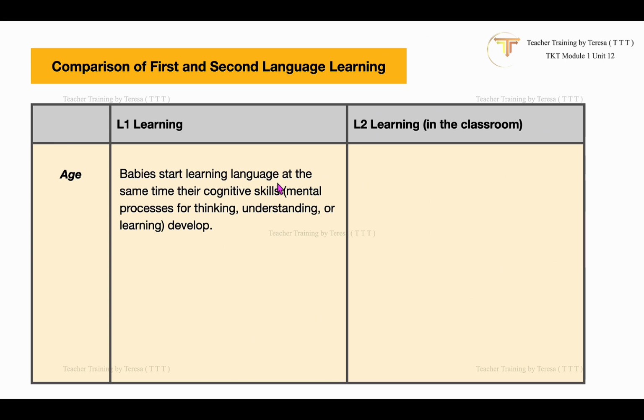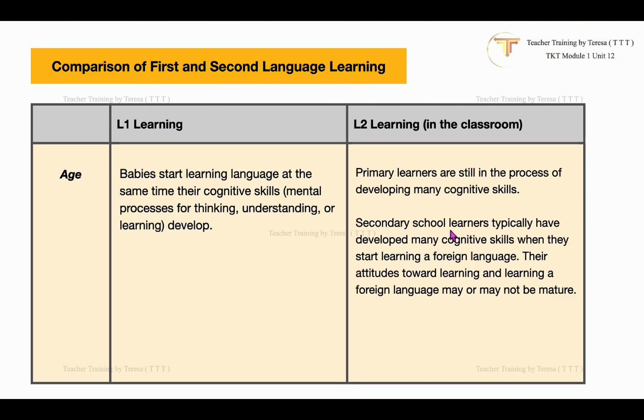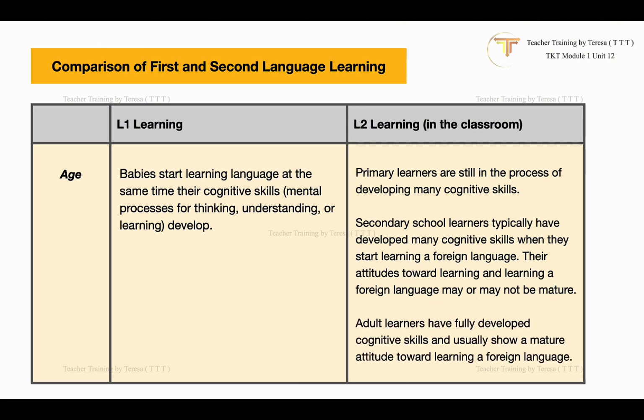Babies start learning language at the same time their cognitive skills, mental processes for thinking, understanding, or learning, develop. Primary learners are still in the process of developing many cognitive skills. Secondary school learners typically have developed many cognitive skills when they start learning a foreign language. Their attitudes toward learning and learning a foreign language may or may not be mature. Adult learners have fully developed cognitive skills, and usually show a mature attitude toward learning a foreign language.